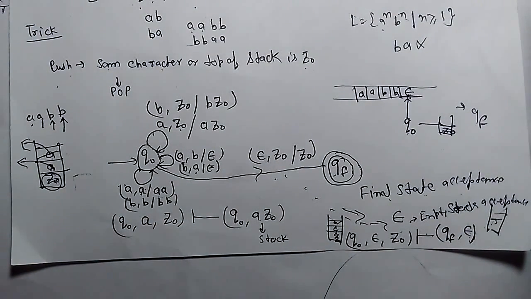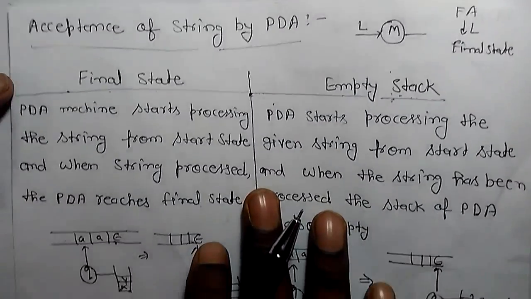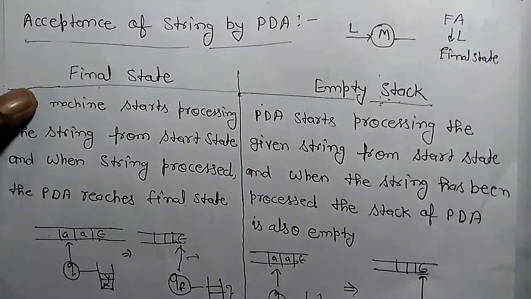Okay. This is the pushdown automata acceptance method. Thank you.